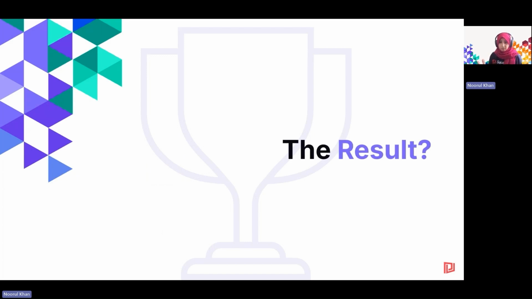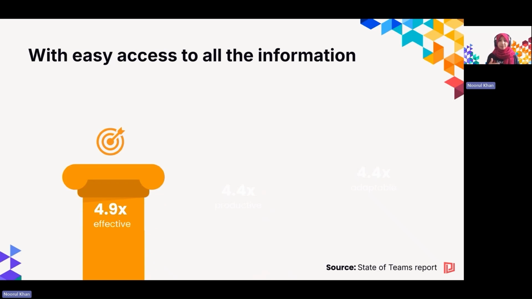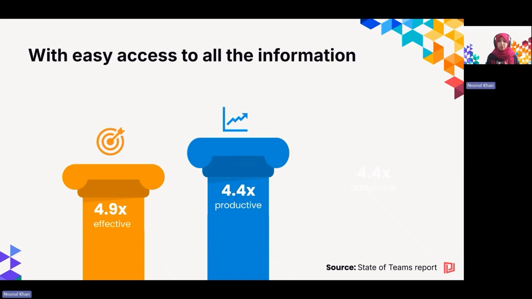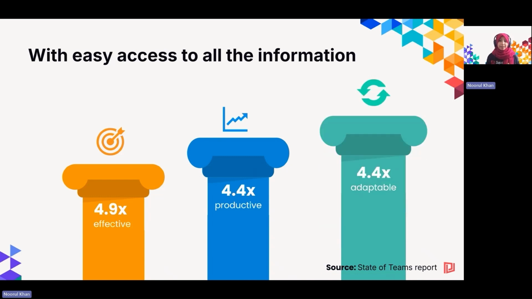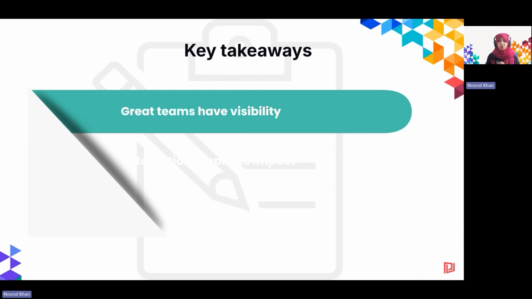So the result, with easy access to all the information they need, development teams actually become 4.9 times more effective at making decisions and progressing work, 4.4 times more productive in their day-to-day tasks, and 4.4 times more adaptable to changing priorities and challenges. That's awesome, right?